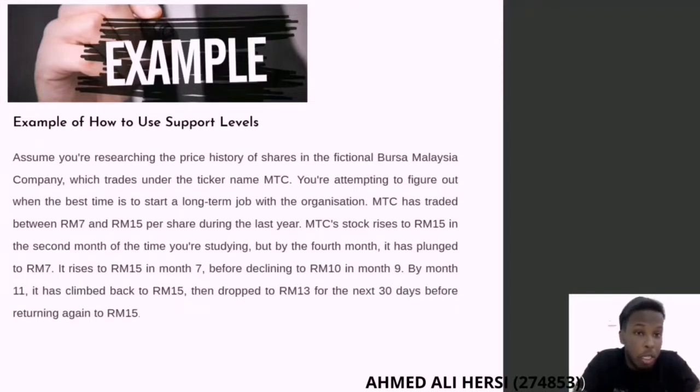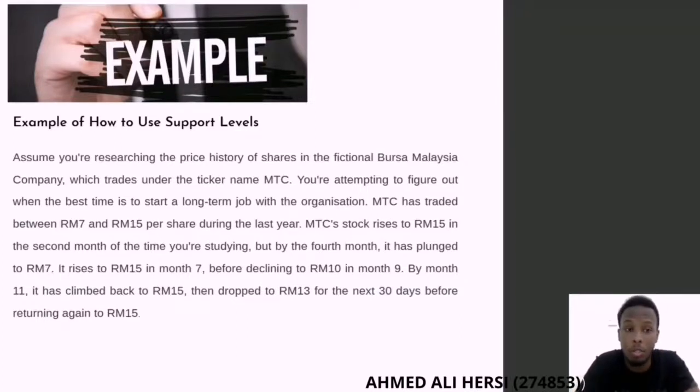Assume you're researching the price histories of shares in the fictional Bursa Malaysia company, which trades under the ticker name MTC. You are attempting to figure out the best time to start a long-term position with the organization. MTC has traded between 7 ringgit and 50 ringgit per share during the last year. MTC stock rises to 50 ringgit in the second month of the time you're studying, but by the fourth month it has plunged to 7 ringgit.